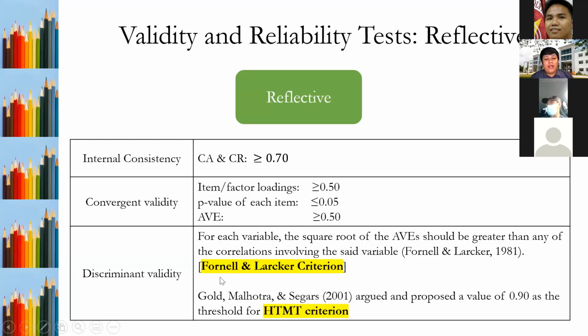So for discriminant validity, if you will be following Fornell-Larcker, for each variable, the square root of AVE should be greater than any of the correlations involving the said variable. That's the requirement for Fornell-Larcker. Then for HTMT, the proposed value according to Gold et al. is 0.9 as a threshold. So all you need to do is basically to remember this threshold.